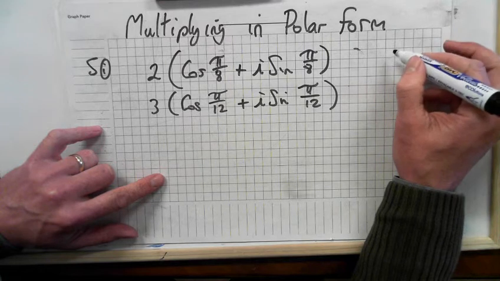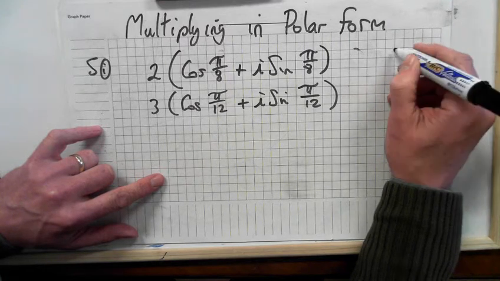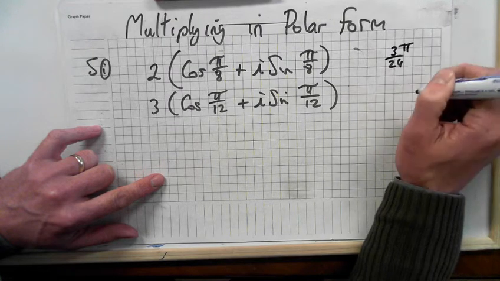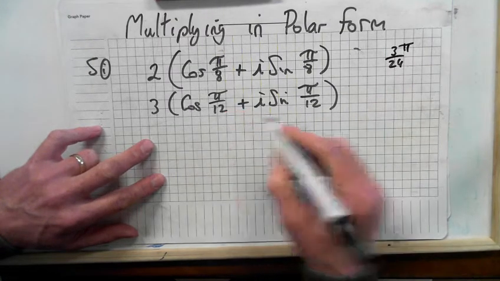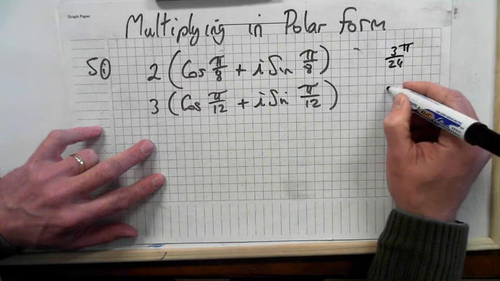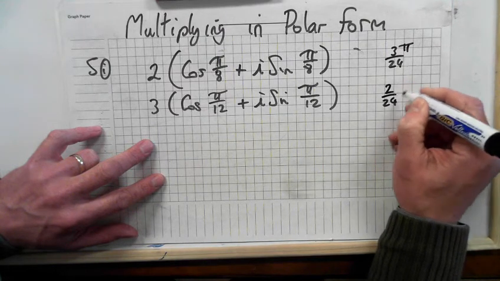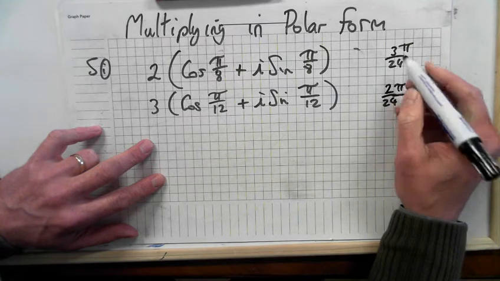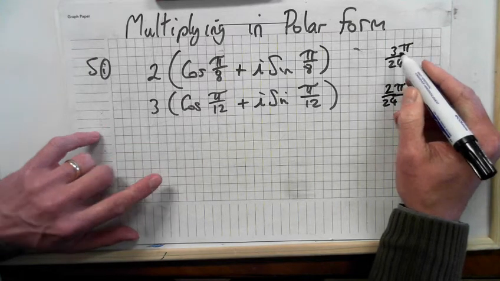All right. So what fraction is pi over 8 of 24? How can you write 1/8 in 24ths? Multiply by 3. 3 over 24, isn't it? Yeah. That's 1/8. And down here, write that in 24ths. 2 pi over 24. That's the same as 1/12.